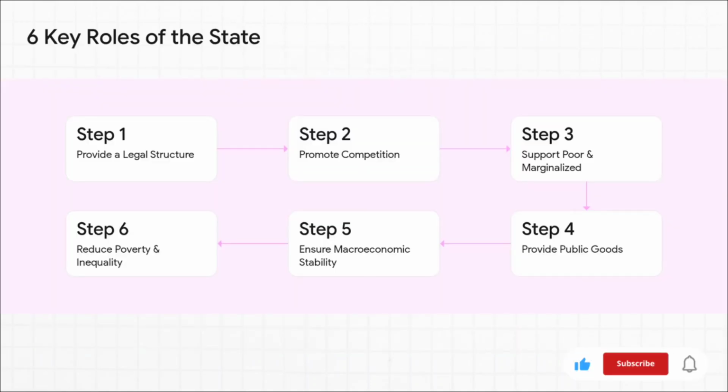So to fix these kinds of market failures, the state has a whole toolkit with 6 key jobs. This starts with the real basics, like making sure people honor their contracts, and it goes all the way to providing public goods like roads and national defense that a private company just wouldn't build. And for a country like India, its most critical role is to actively work to reduce poverty and inequality.